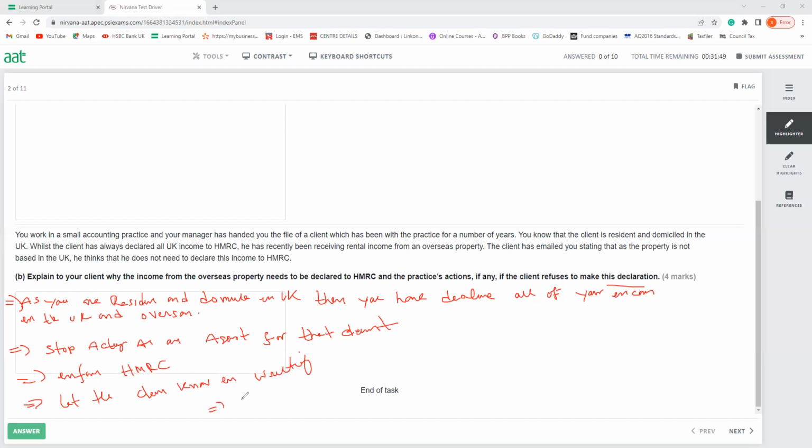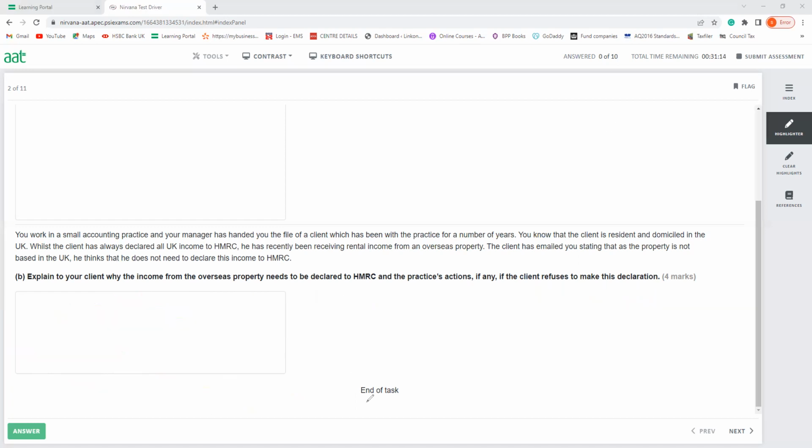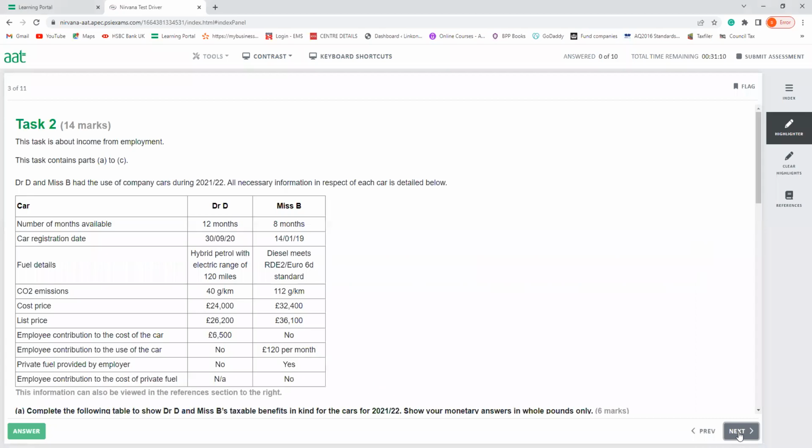And finally, remember, do not give any reason to HMRC. So when you resign or when you stop acting as agent, you should not give any reason to HMRC why you are not acting as agent anymore for that company. All right, so this is the first one. Let's move to the next one.